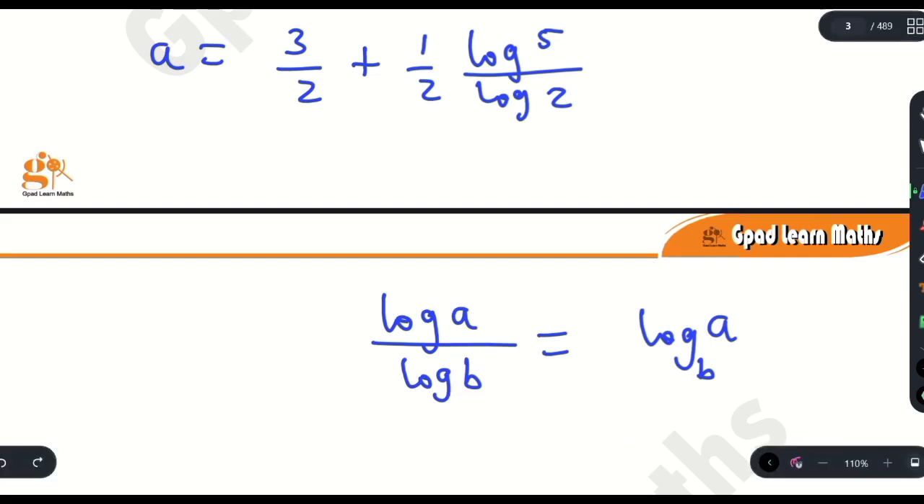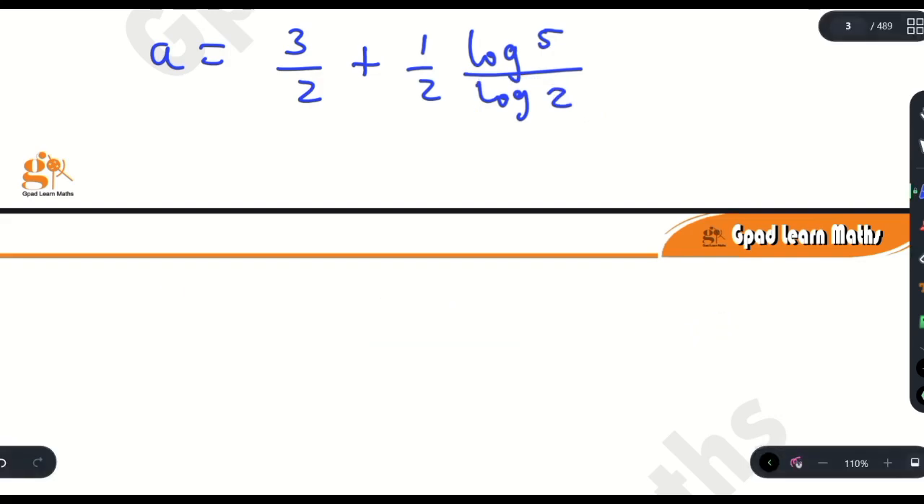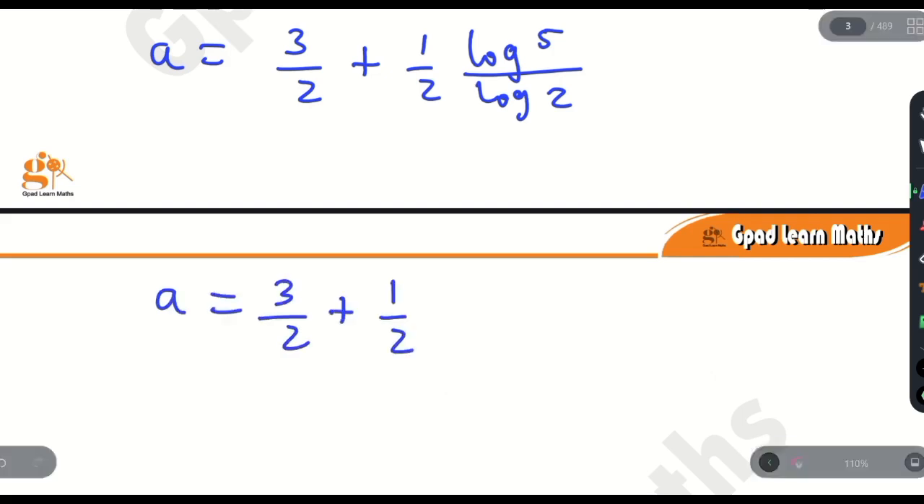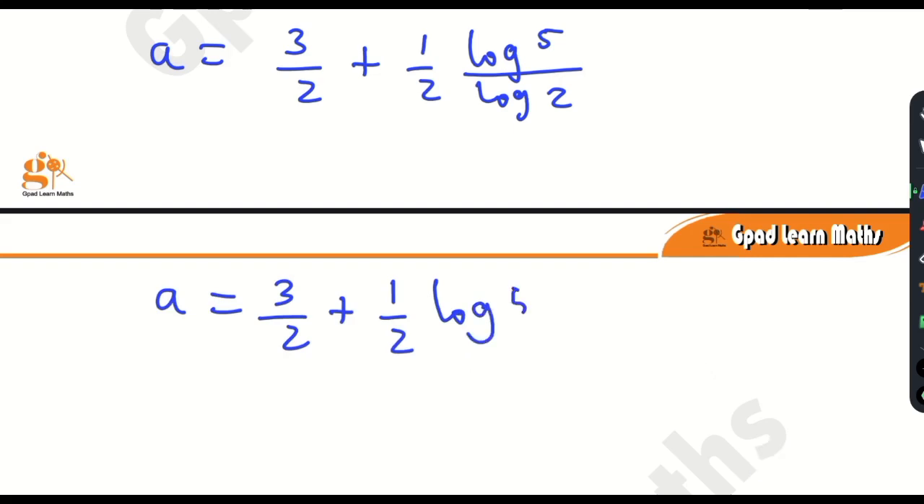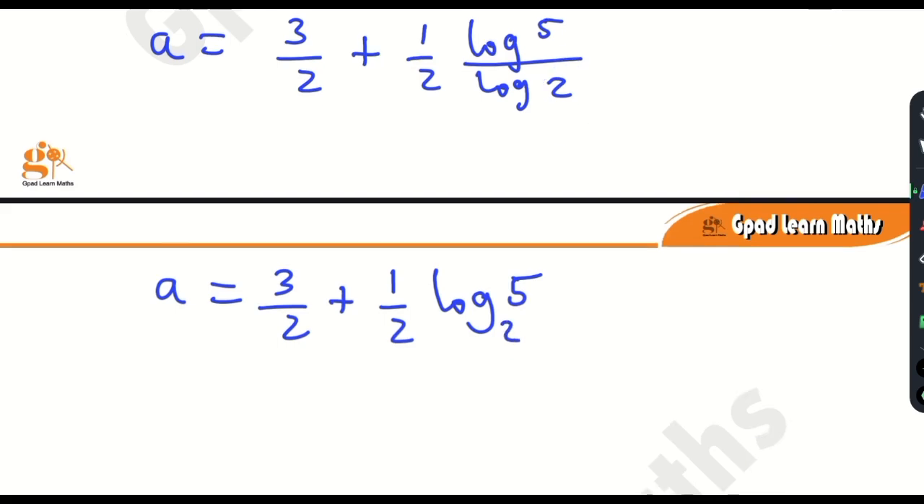I'm going to change this base to base 2, but I will have to remove this log 2 from here. So what are we going to do? Watch this now. Now a will be equal to 3 over 2 plus 1 over 2 log what now? 5, which is the argument. Then 2 becomes the base. This 2 here becomes the base. This is how change of base works.